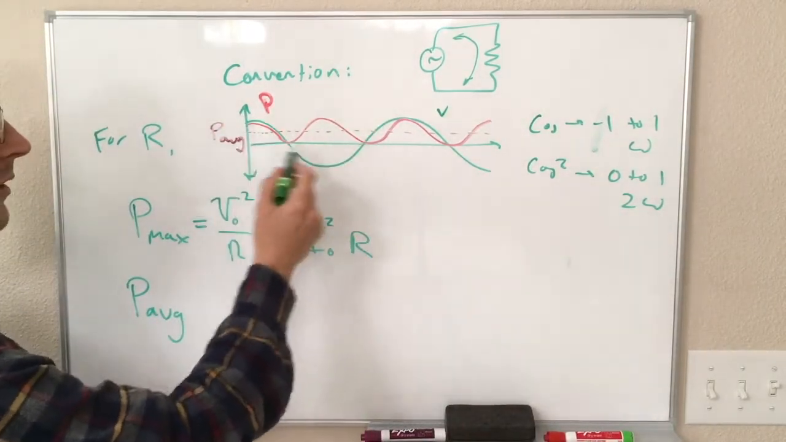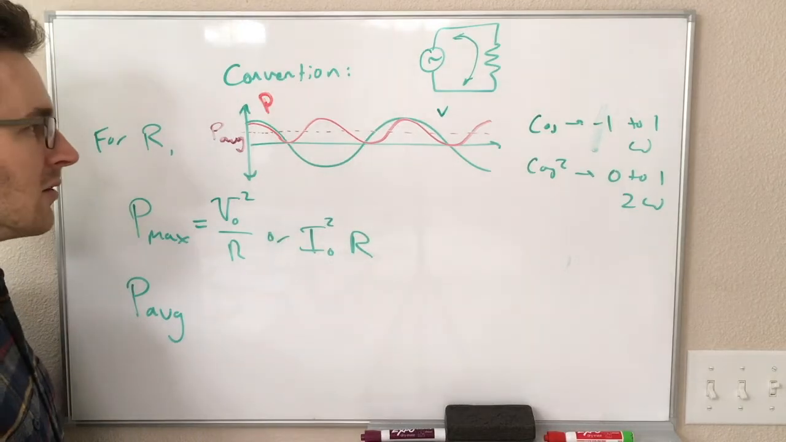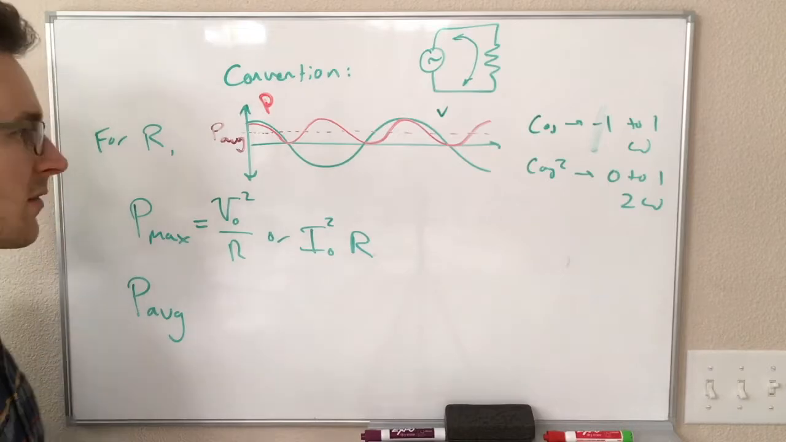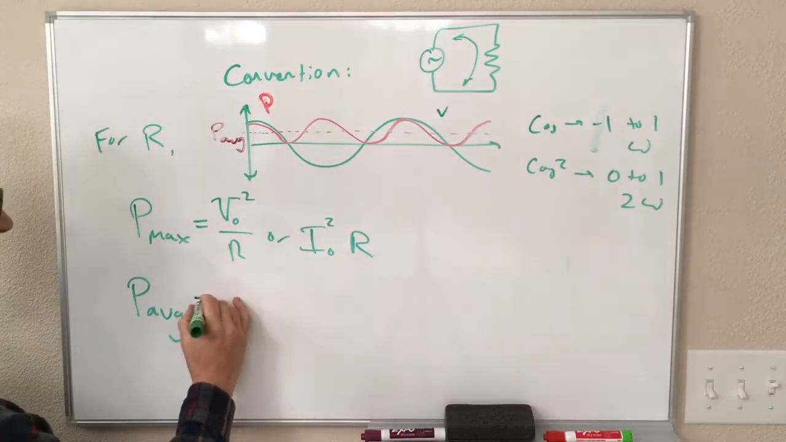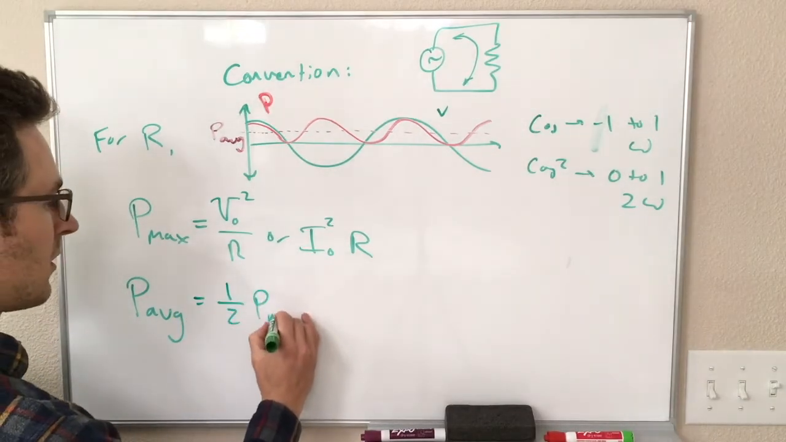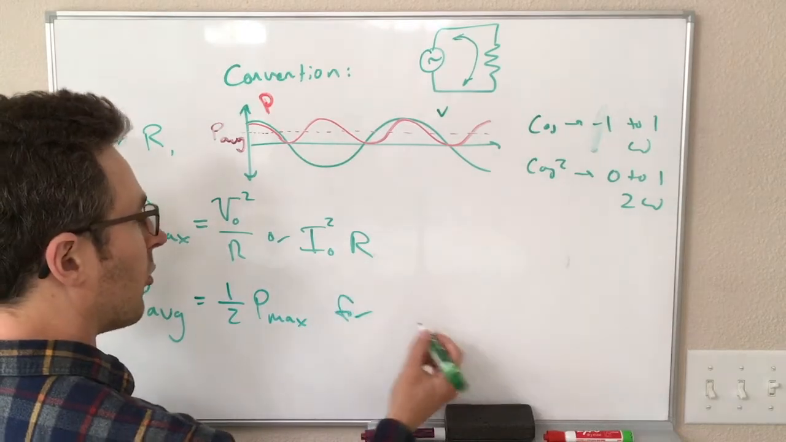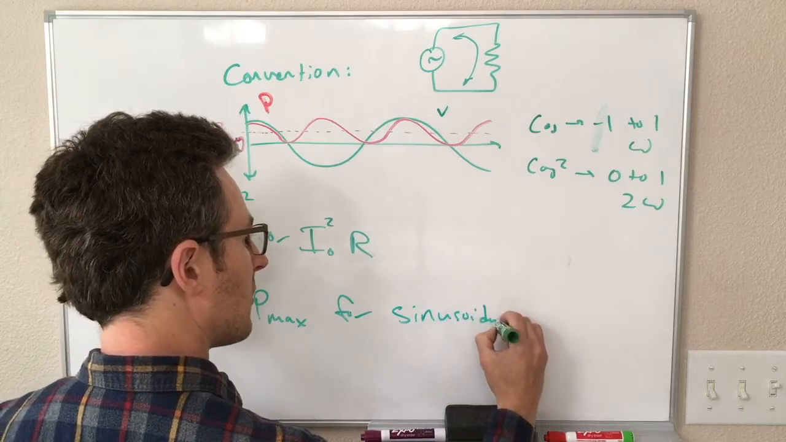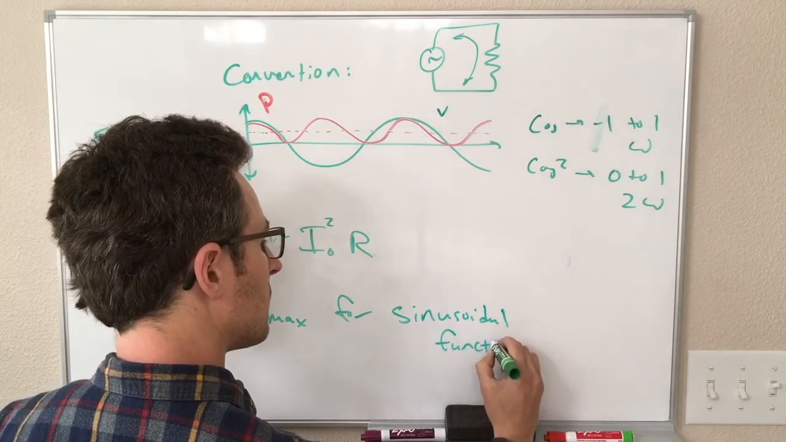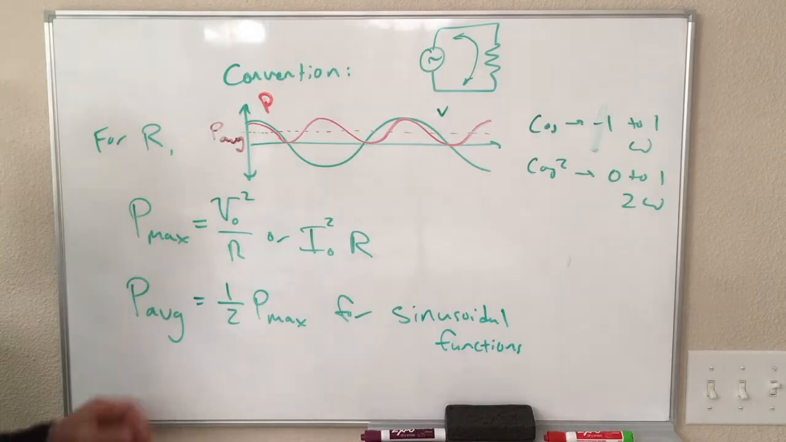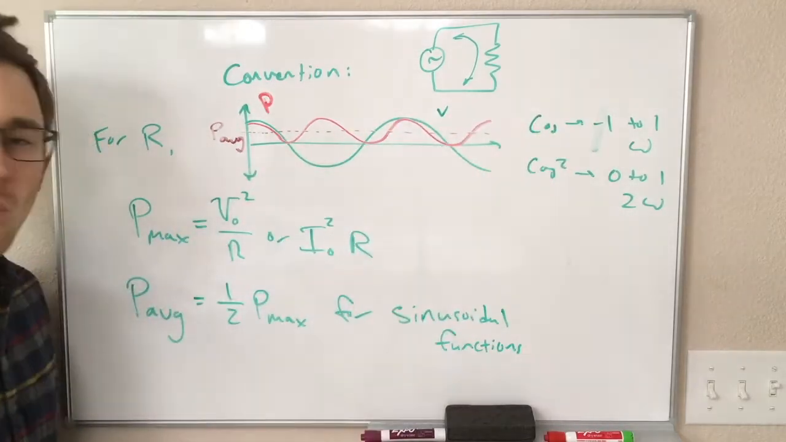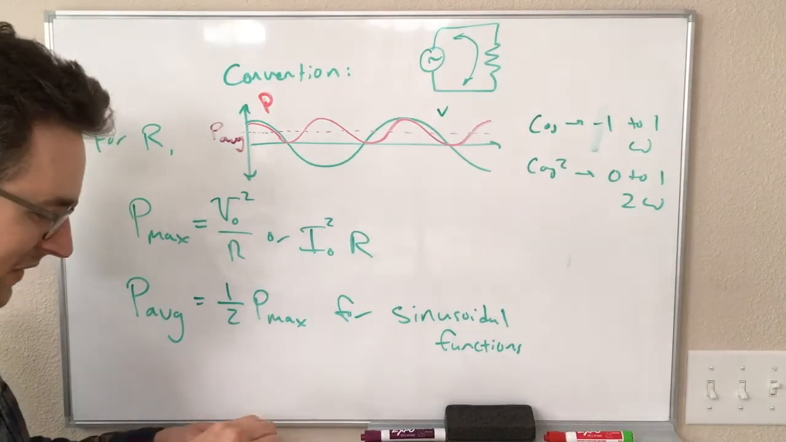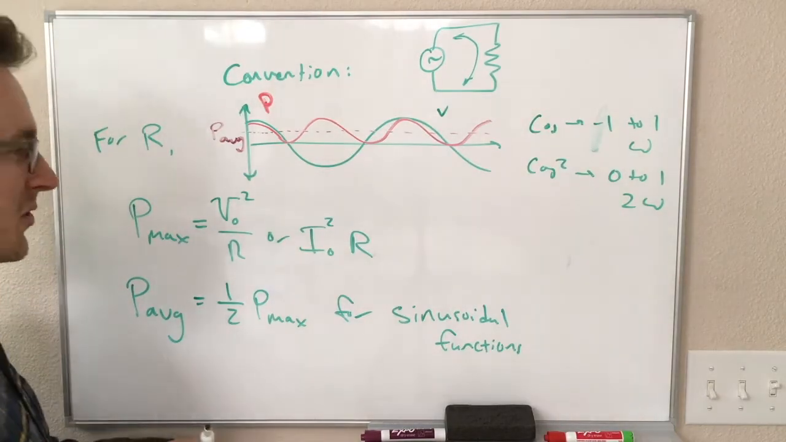If you don't believe me, you can integrate the red function and prove it to yourself, but you can also look this up and trust that is the case. So the average power is 1/2 the max power for these sinusoidal functions. And again, this is assuming that we're averaging over many cycles. Okay, so what the heck does this have to do with this RMS voltage business?